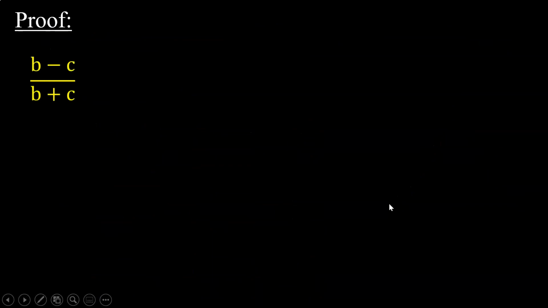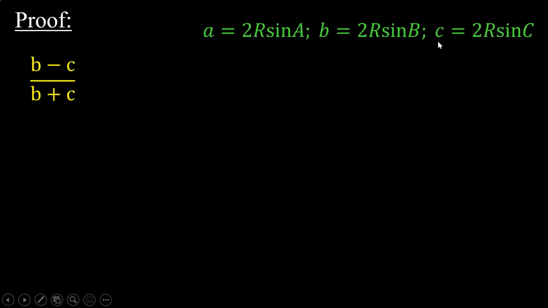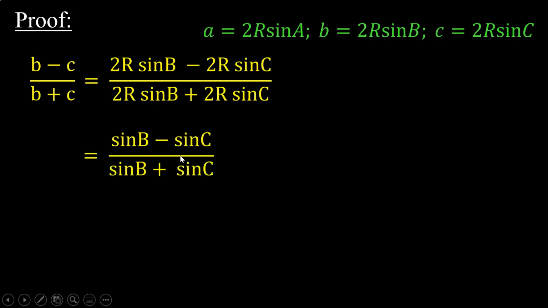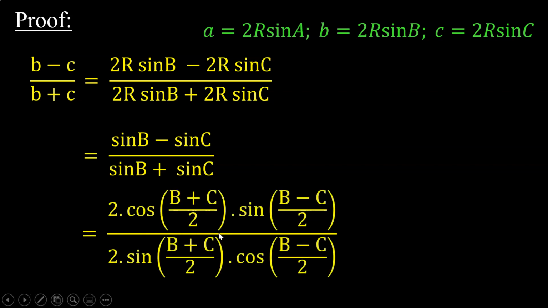Proving this is straightforward. Let us start with this term (b − c)/(b + c). Now using the sine rule, we have this one. Let us replace b with 2R sin B and c with 2R sin C. Now cancelling 2R from numerator and denominator, we will get (sin B − sin C)/(sin B + sin C). Now again using the transformation formulas, we have the sin C minus sin D and sin C plus sin D formulas. Using them, we can write this as 2 cos((B + C)/2) sin((B − C)/2), and this can be written as 2 sin((B + C)/2) cos((B − C)/2).